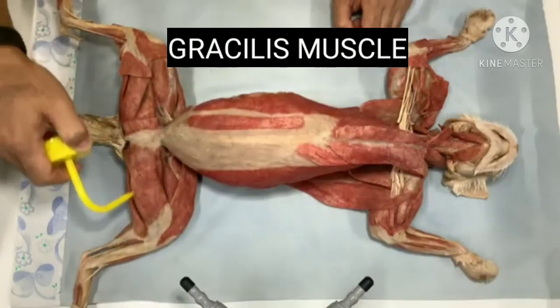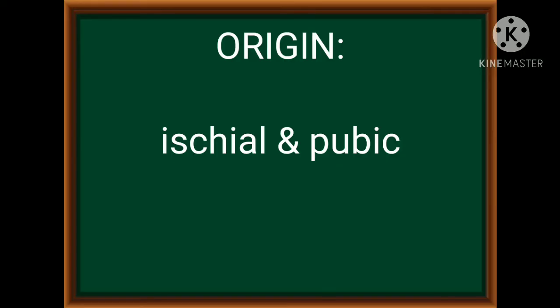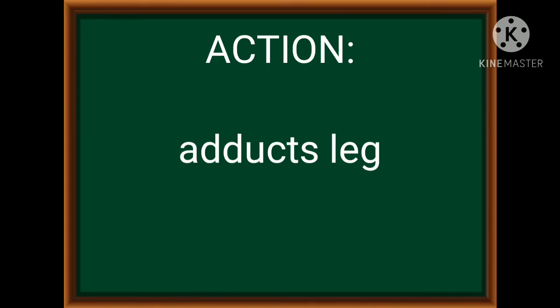Now, let's go to the last muscle, which is the gracilis, and its OIA. Ischial and pubic. Aponeurosis which passes to tibia. Adducts leg.